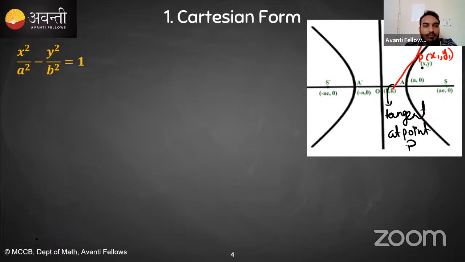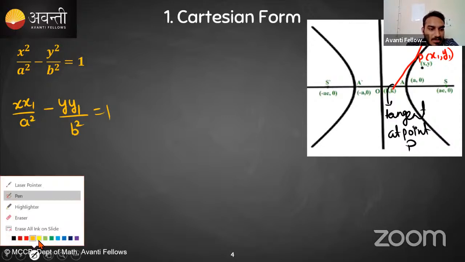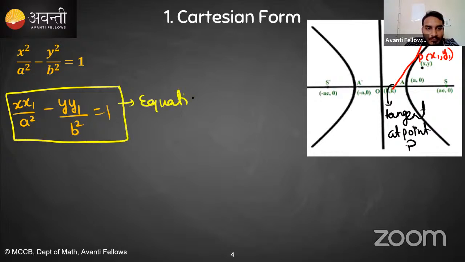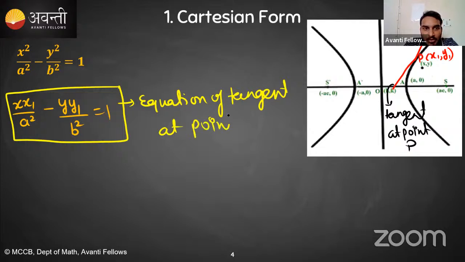Curve is a second degree curve, so we can use the transformation. Yes or no? So directly we can say that replace x square with x x1, constant as it is, minus replace y square with y y1, constant as it is, equal to 1. So this is the equation of tangent. Clear? Everyone knows this, right? Equation of tangent at point P. Clear? There was nothing in this, right? It's very easy. Yes or no?